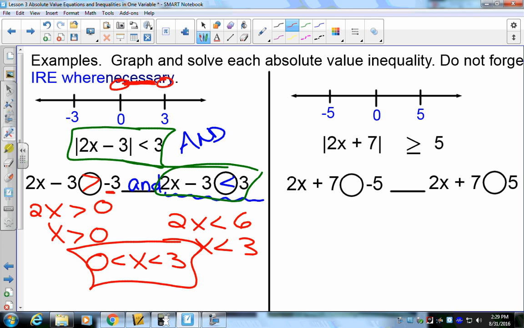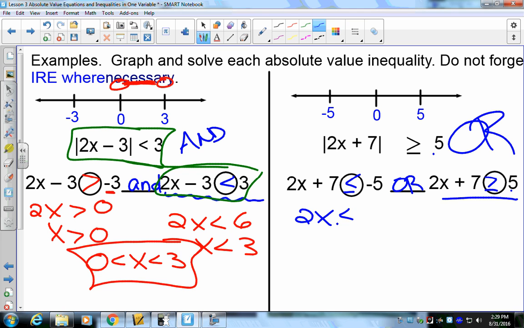Okay, looking at my next one, it's a greater than, therefore it's an or. Okay, same thing over here is my original because it's the plain old 5. And I have less than or equal to negative 5. So we'll go ahead and we'll solve them both. So I have 2x is less than or equal to negative 12, or x is less than or equal to negative 6. 2x is greater than or equal to negative 2. X is greater than or equal to negative 1.